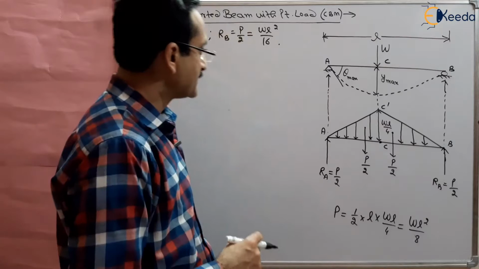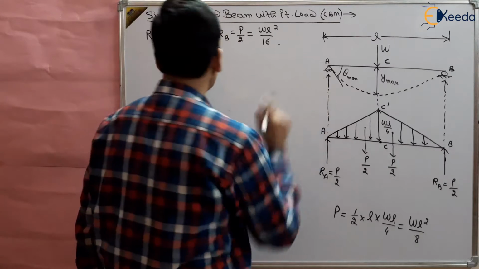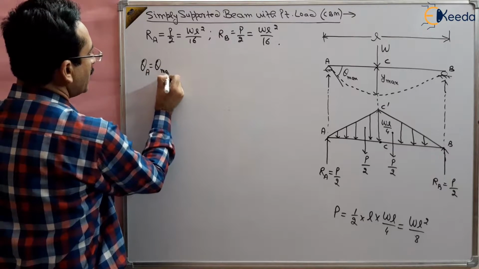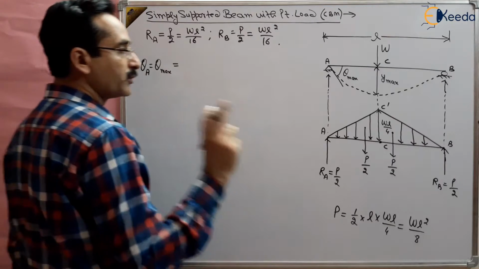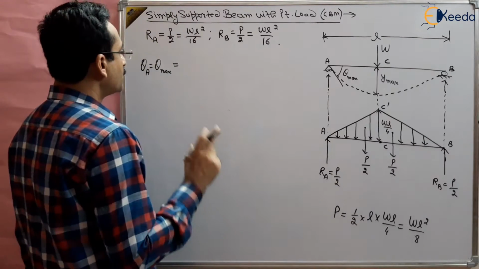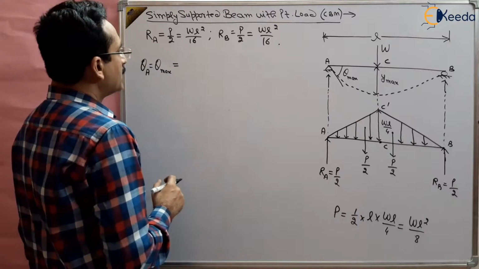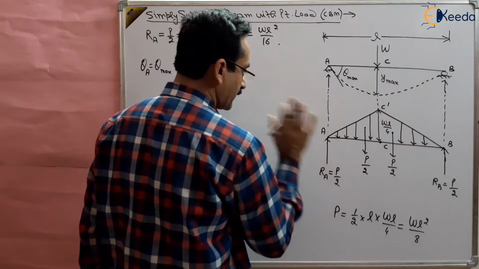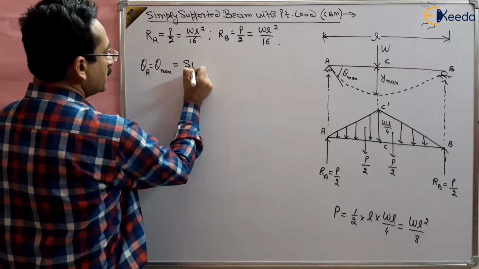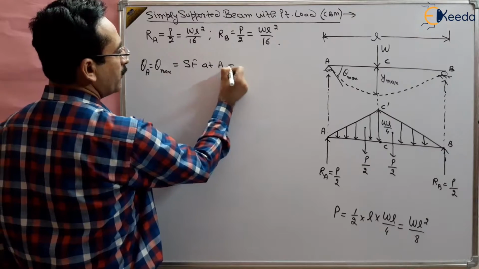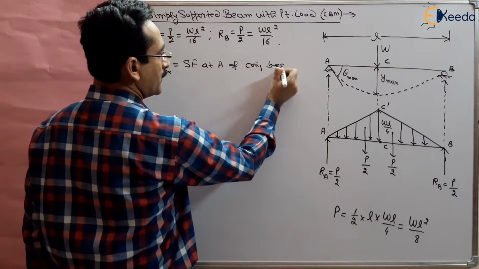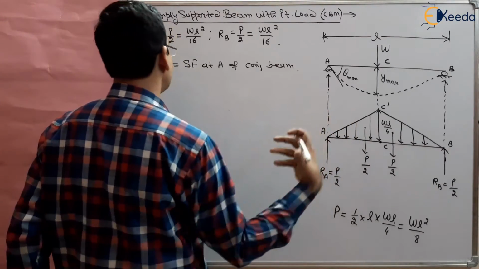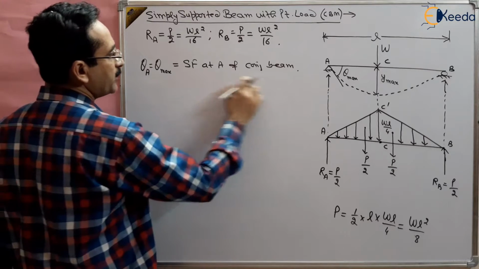Now what is the slope? Slope is maximum at point A. So this is theta max. And what is it according to Mohr's first theorem for the conjugate beam? The slope at A will be equal to the shear force of the conjugate beam at point A, divided by EI, right? The width of the beam is EI, so it is divided by EI by default.